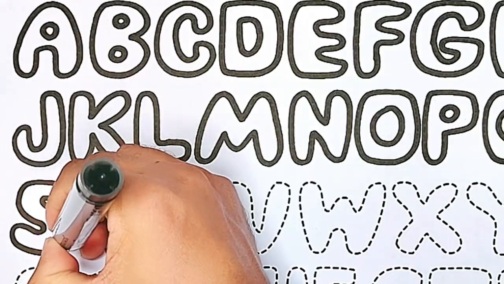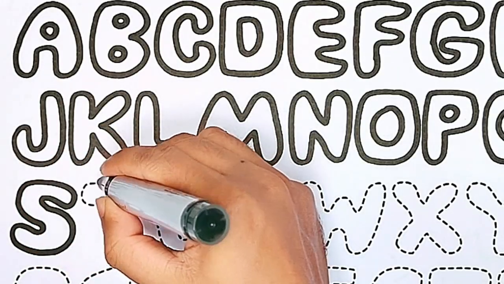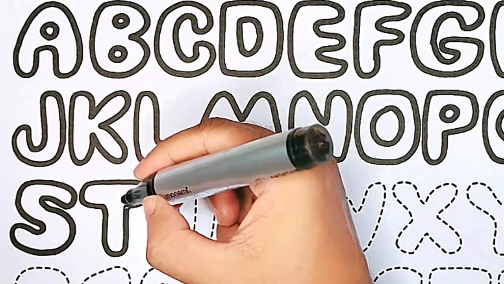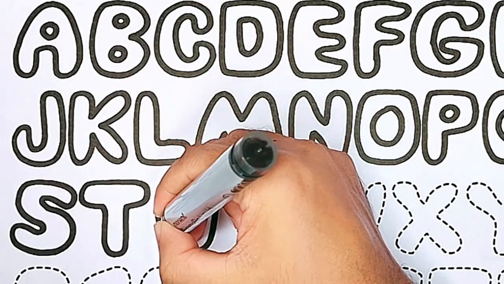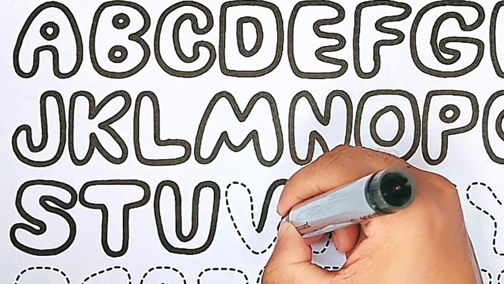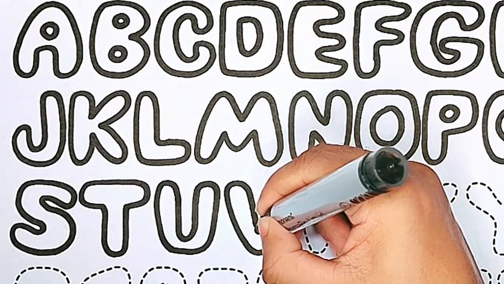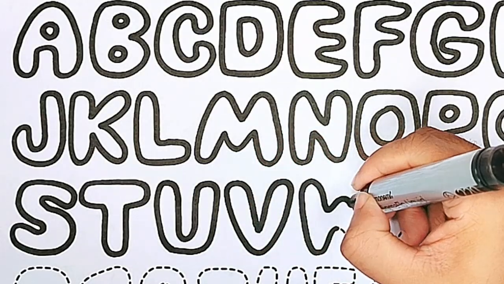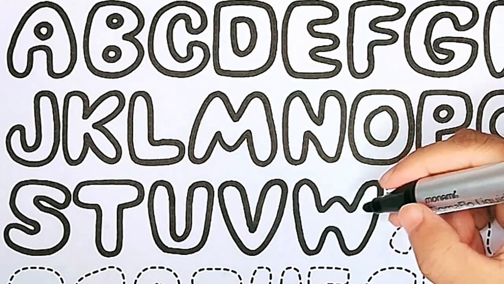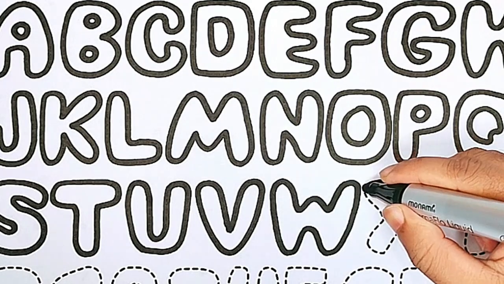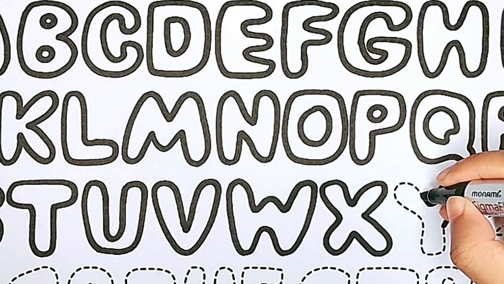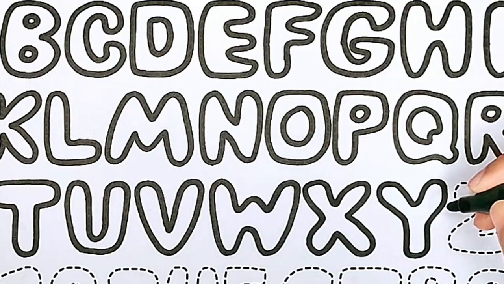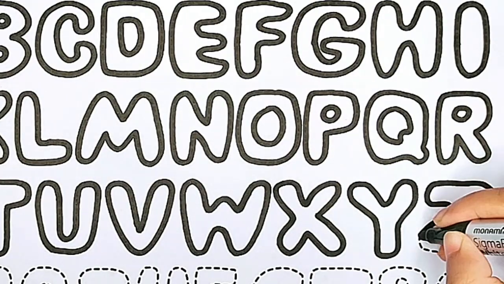S for snake. T for taxi. U for umbrella. V for vehicles. W for waiter. X for Xerox. Y for yak. Z for zigzag.